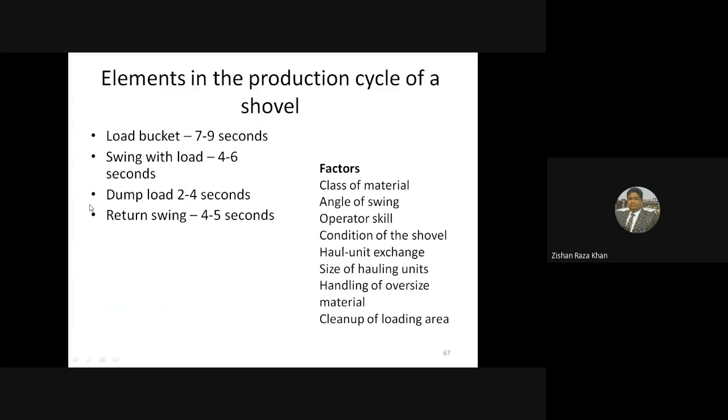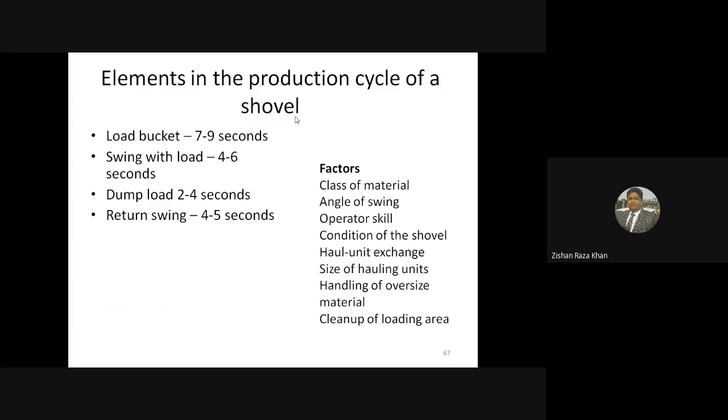Now, after reaching the transportation unit, dumping will take 2 to 4 seconds depending upon the type of material and the volume of the bucket. And the return swing will be much quicker because it does not carry load, and the return swing does not have accident or hazard issues because the return swing is moving towards the quarry ledge. So if the bucket touches the quarry ledge, it will not cause any damage to any machinery.